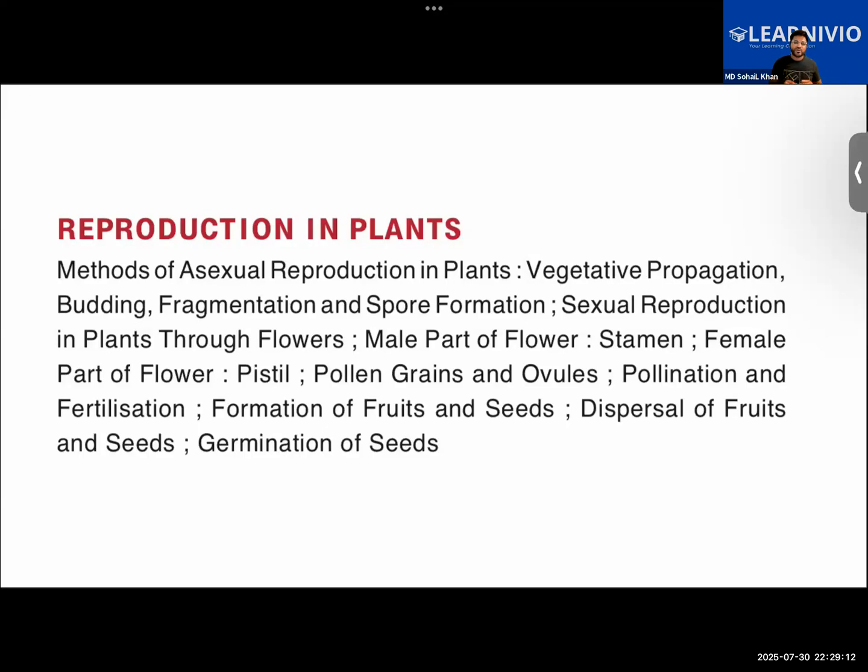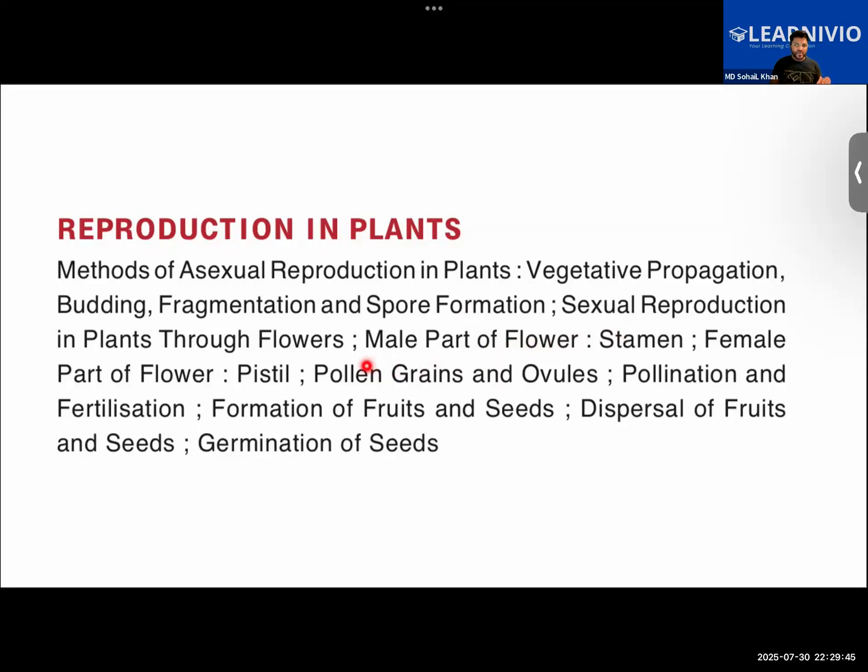In one way, two plants are required, one male and another female plant. Getting it now? But in other cases, only one plant can do reproduction. So we will have asexual reproduction in plants, where we'll be learning about different vegetative propagation methods. We'll be learning about budding, fragmentation, and spore formation. Then later on, we're going to learn about sexual reproduction in plants that takes place through the flowers.